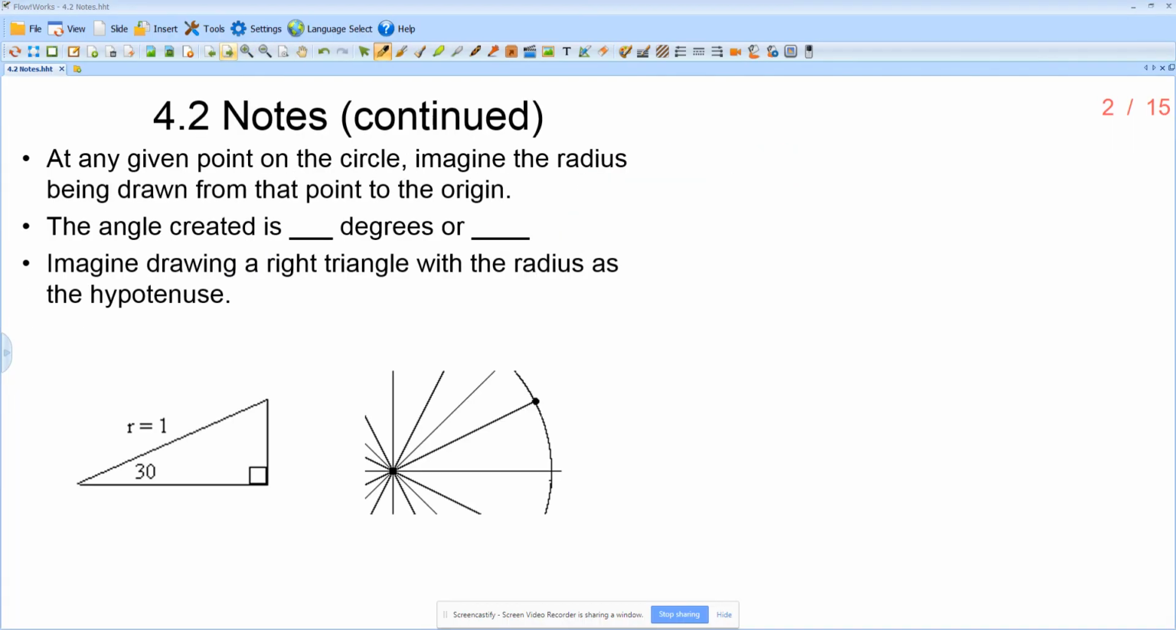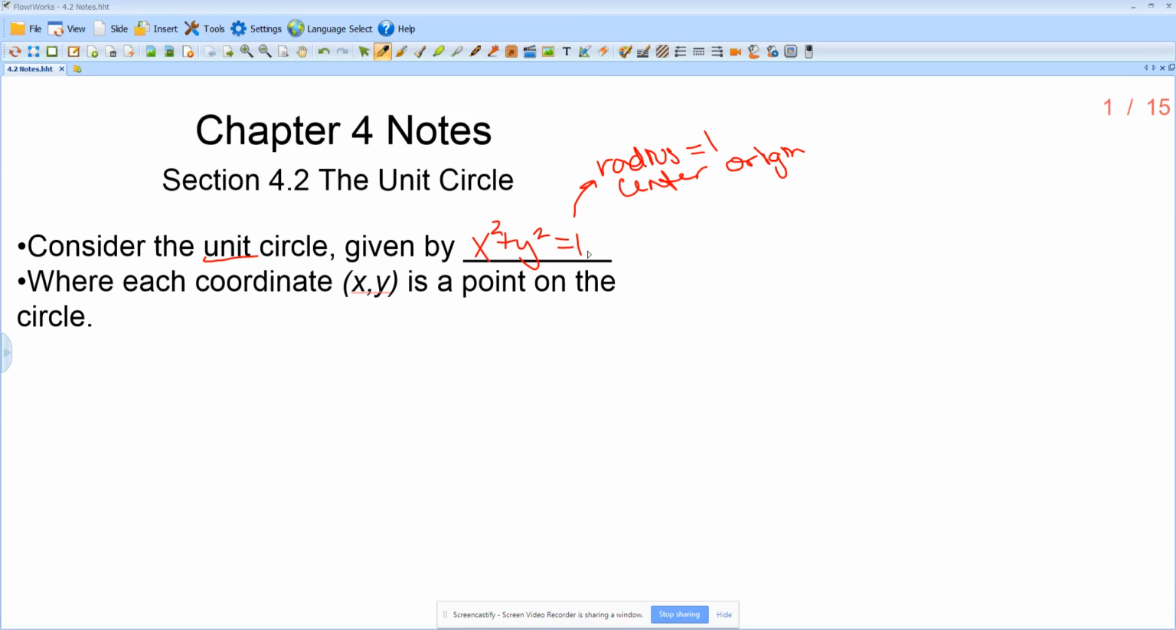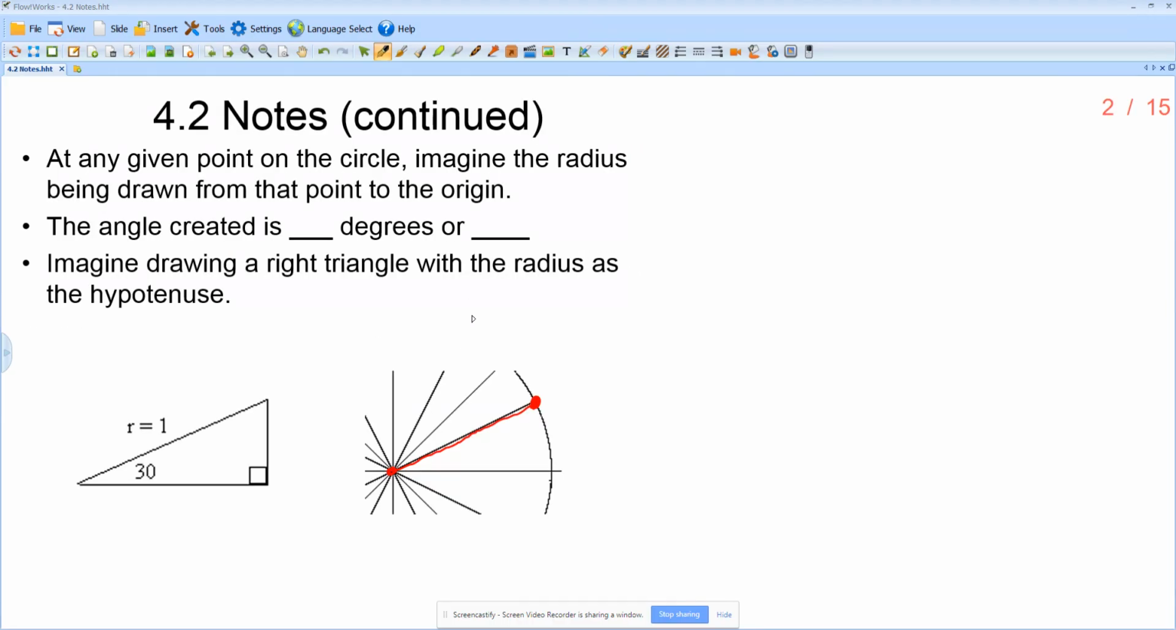So what we're going to be doing is mixing trig to try and come up with some points on that circle. At any given point on the circle, imagine the radius being drawn from the point to the origin. For instance, the point that we're going to do first is this point, and here we have a radius being drawn to that point from the center. I know that the radius has to be 1 unit because r is equal to 1. In this case, it's a unit circle.